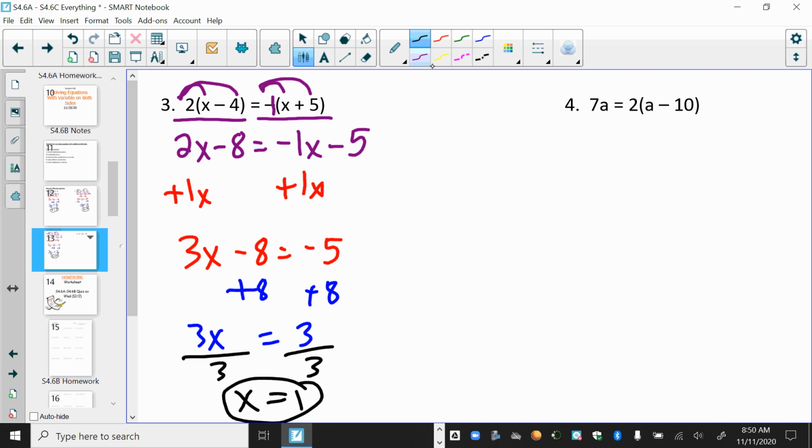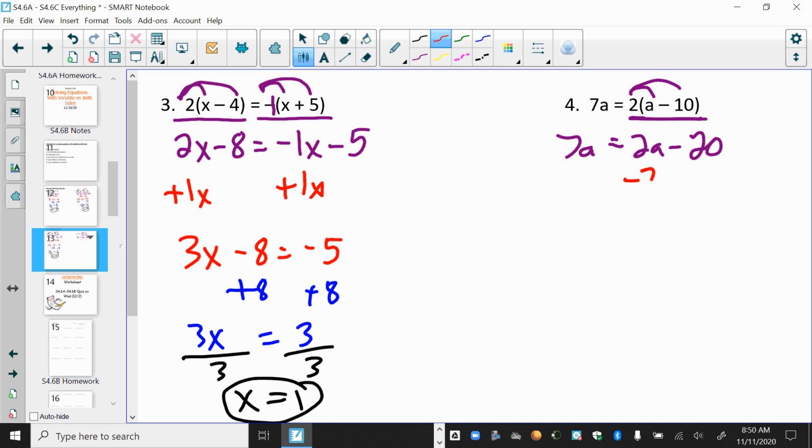Last one, we're going to say left side, no distributive property. Right side, yes distributive property. 2 times a is 2a. 2 times negative 10 is minus 20. I'm going to bring down my 7a on this side and put my equal sign. I have no like terms on one side of the equal sign or the other. Right, so then I'm going to move my variable. So I have 7a equals 2a minus 20.